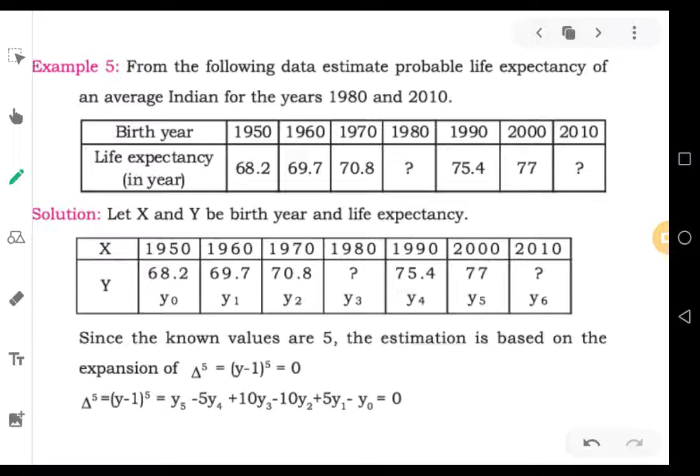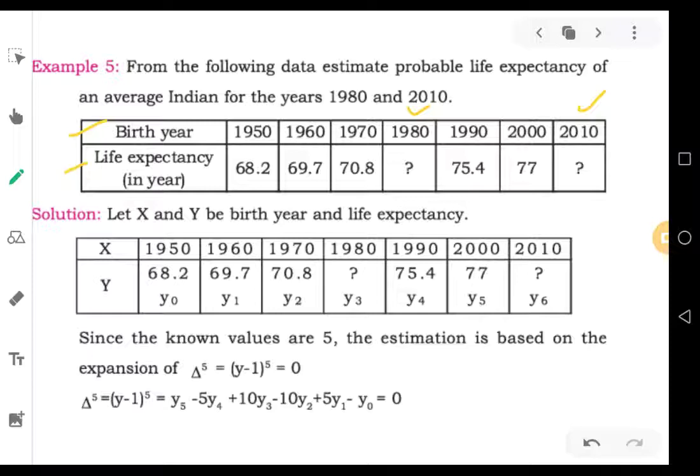The table in the question consists of two sets of data. The first one is birth year. From 1950 to 2010, birth years have been given. And in the second row, they have given life expectancy in years. They have given it for all years except 1980 and 2010. For those 2 years, the life expectancy data is not given. We have to estimate, we have to find out the values for the 2 years with the help of the binomial expansion method.